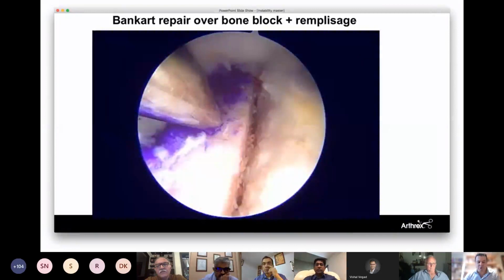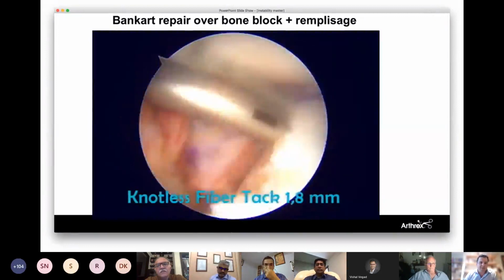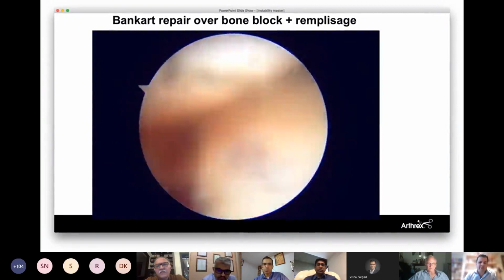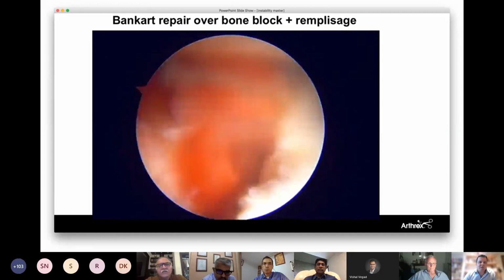And then we have the next slide. I had to change patients because I lost the video from the previous one. So we do the normal FiberTak 1.8 anchor using the holding suture to pass the suture around the labrum and then tighten the anchor. And we see that the labrum really reattaches to the glenoid. And I will do one more here or two more.